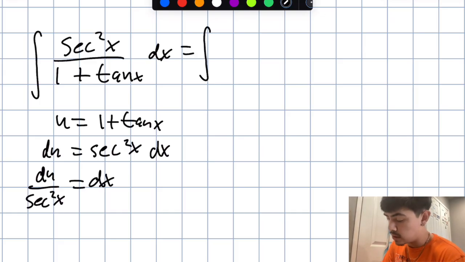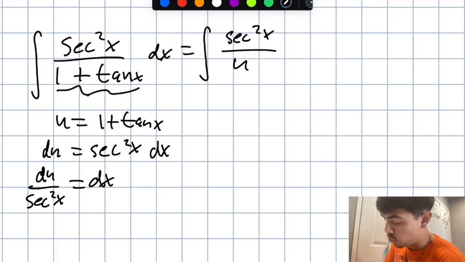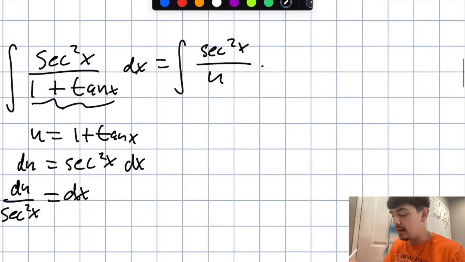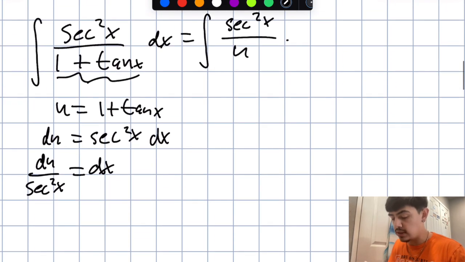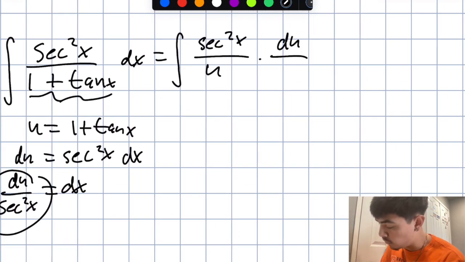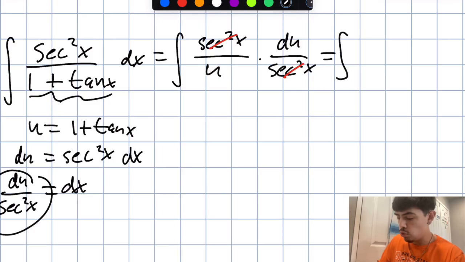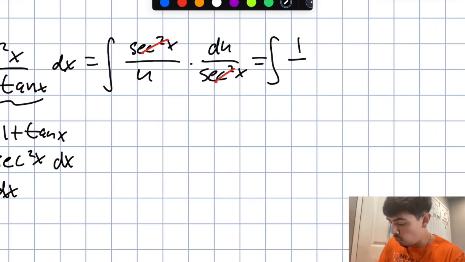So our secant squared is still going to be on the top, right? That wasn't our u this time. Then this whole bottom part is going to be our u, which is nice, cleans it up a lot, times our dx. Remember, our dx was du over secant squared x. So let's write du over secant squared x. And look, perfect, right? We have a secant squared over a secant squared. That just turns to 1, so we can cancel that out completely. And then rewriting this integral, we just have 1 over u times du.